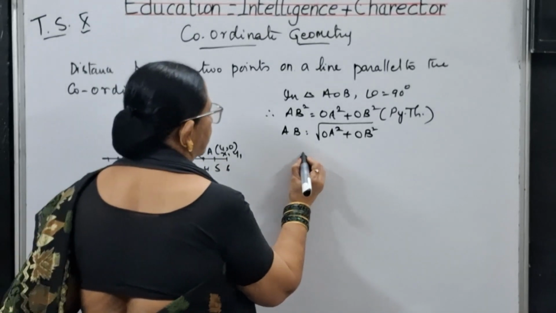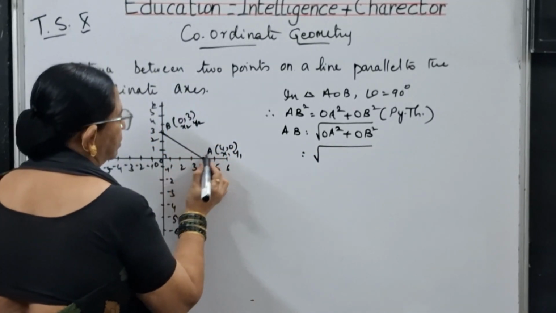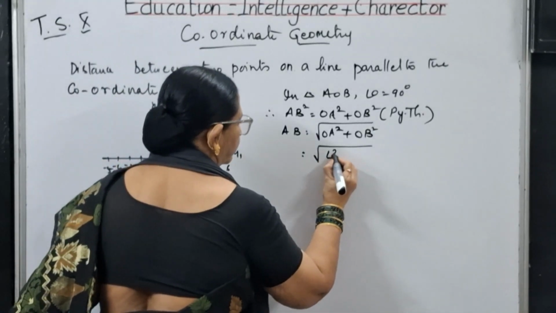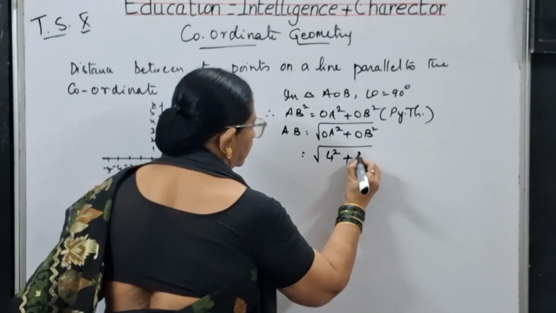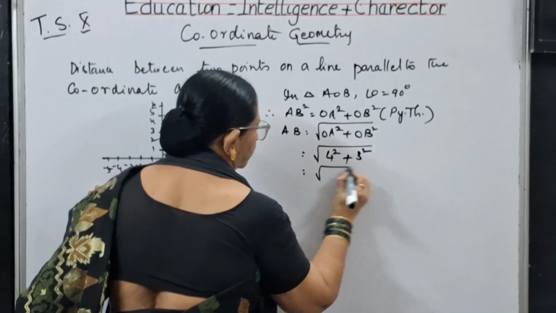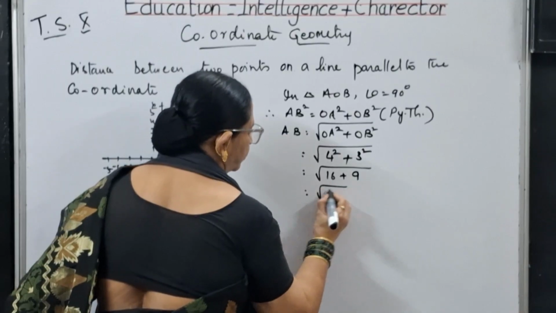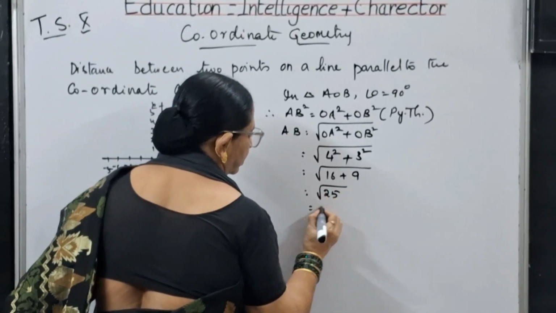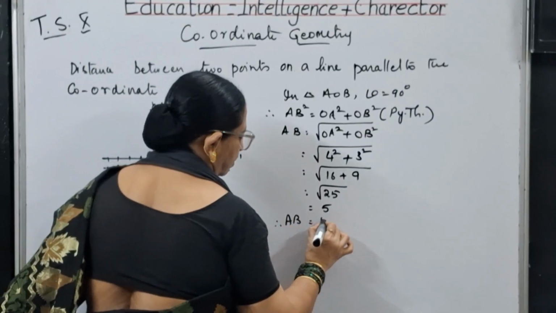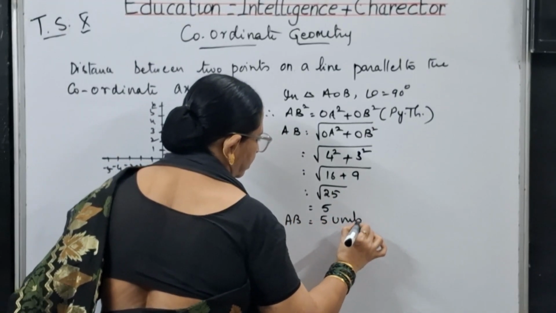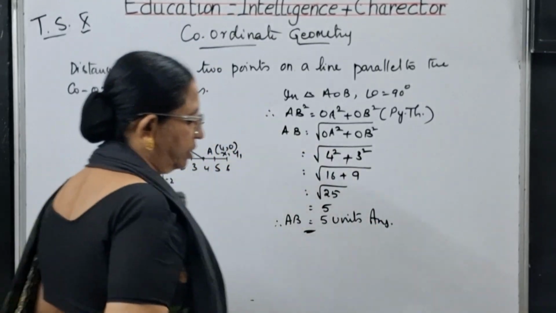So what is OA square in this problem, children? From here to here, the distance is 4 units. So 4 square, plus what is OB square? 3 units. That is 3 square. That is 4 square is 16 plus 3 square is 9, root 25, that is 5. Therefore, AB is 5 units. The distance between A and B is 5 units, children.